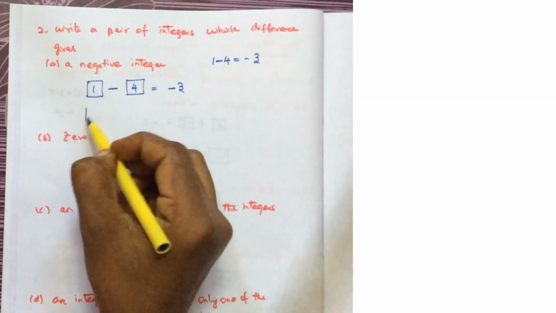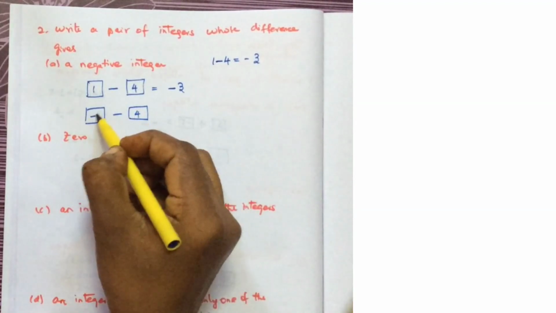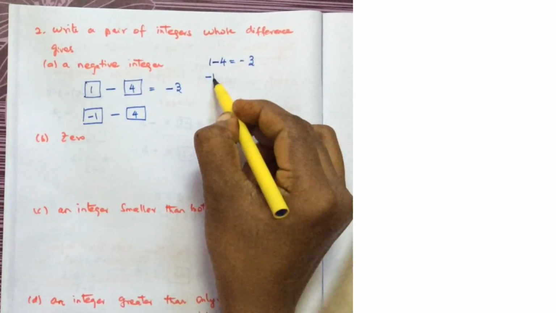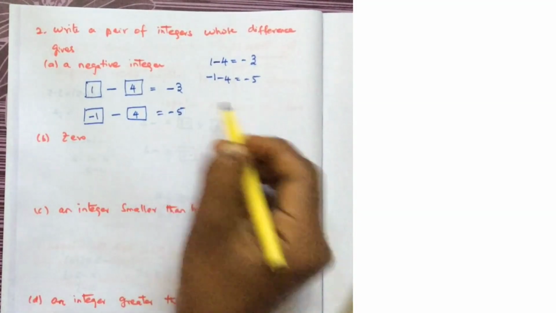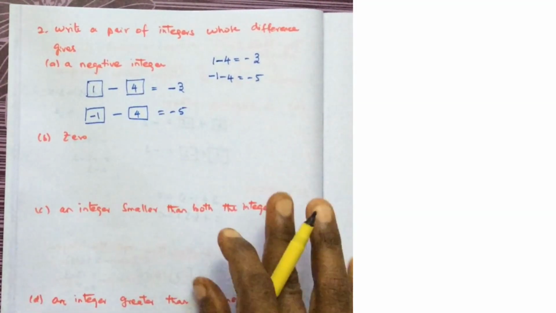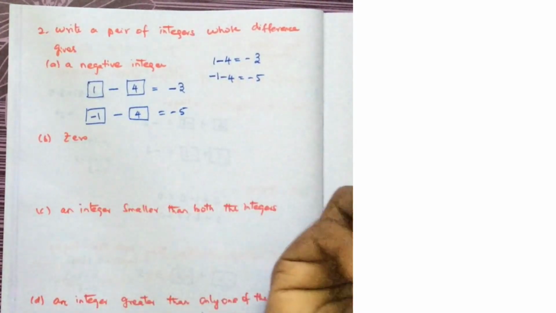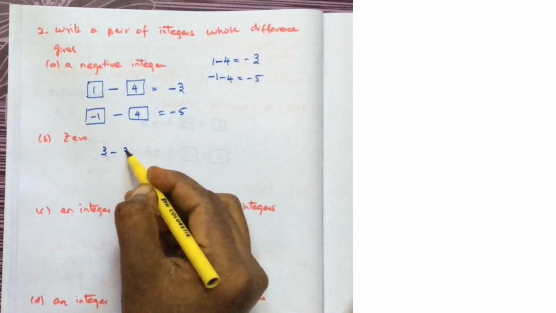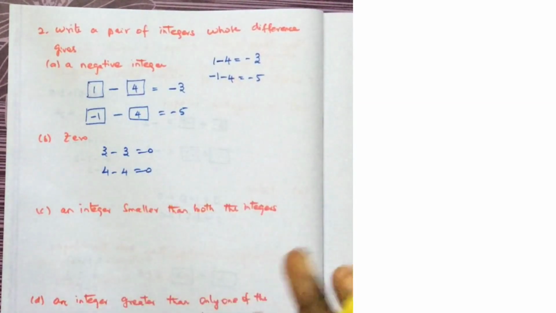One more example you can try is, here I am giving minus 1. So what is minus 1 minus 4? It is minus 5. Okay, you can try many examples. The next is 0. The only option is 3 minus 3 is 0. 4 minus 4 is 0.